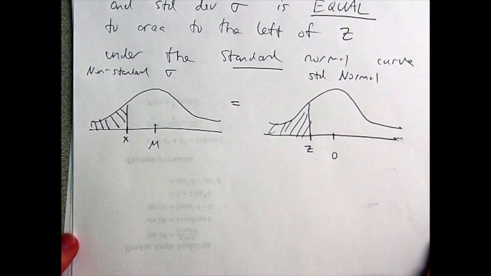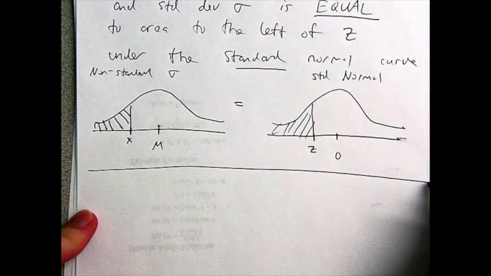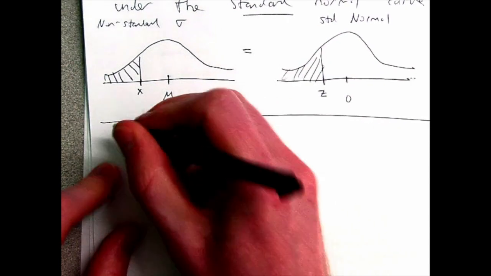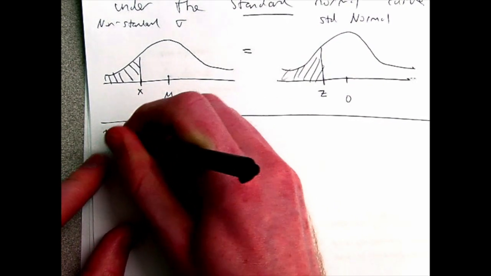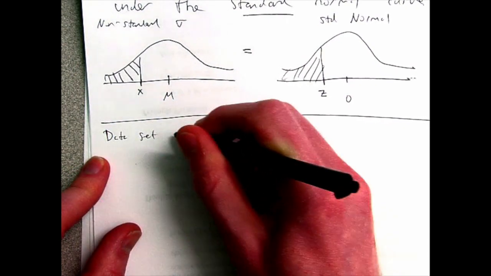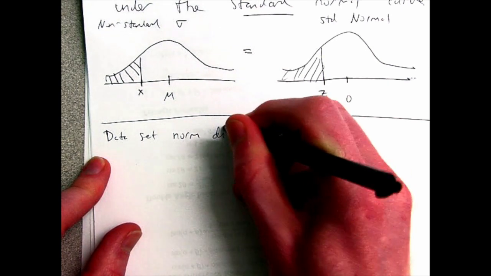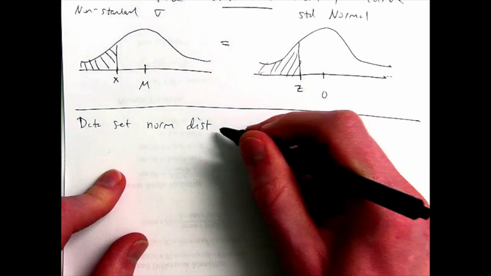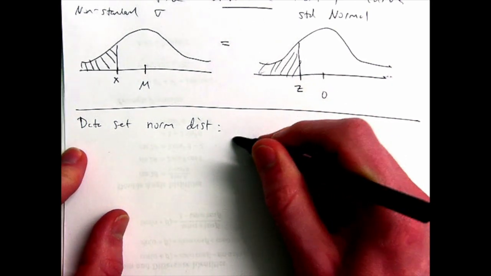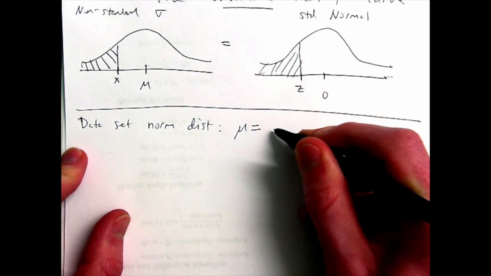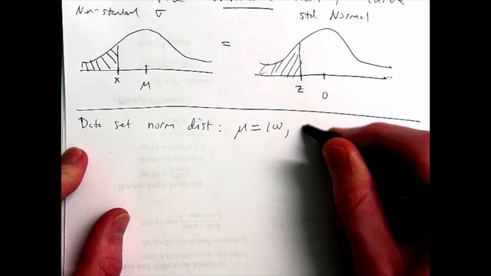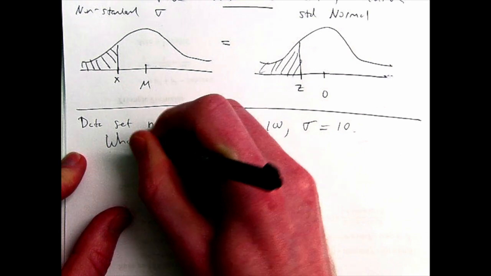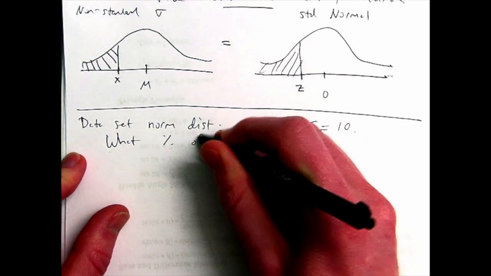So let's just do 2 examples, sort of making use of this. So let's suppose we have a data set that is normally distributed, but not the standard normal distribution, but some other distribution. Let's say mu is equal to 100 and sigma is equal to 10, okay?